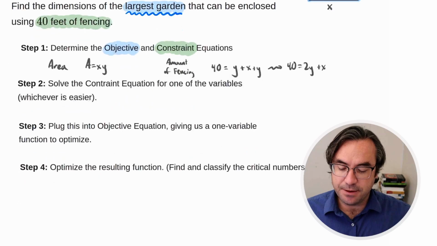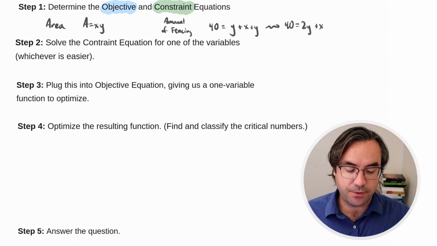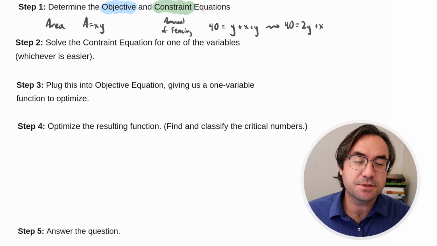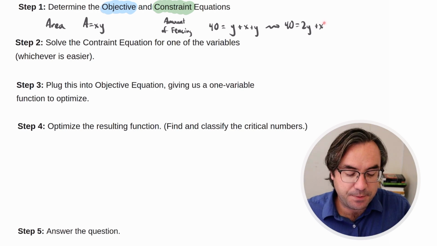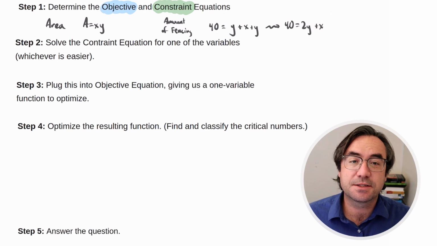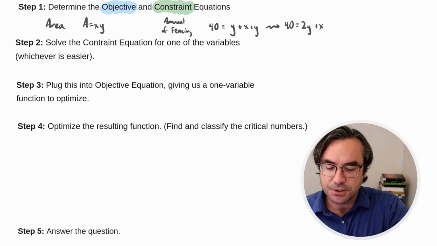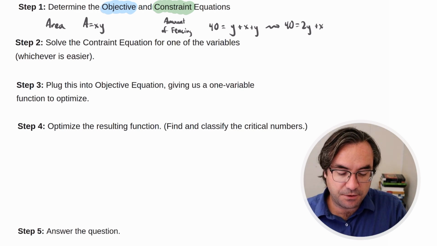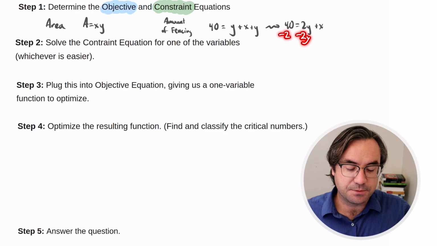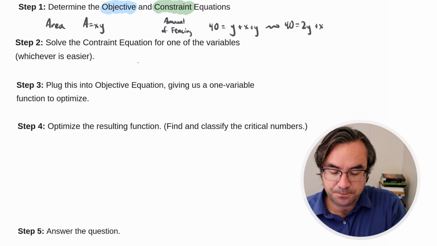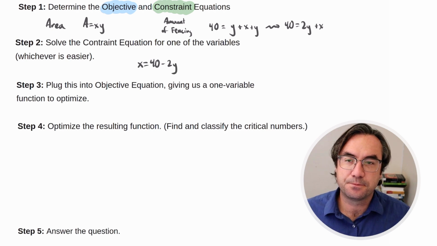So step 2 then is to solve the constraint equation for one of the variables, so whichever one is easier. And in this case, there's not too much of a difference, but I think it's a little bit easier to solve this for x because we don't have a coefficient that we'd have to divide by. So let's solve our constraint equation for x. And all that means is we're going to subtract 2y from both sides. So we get x is equal to 40 minus 2y.